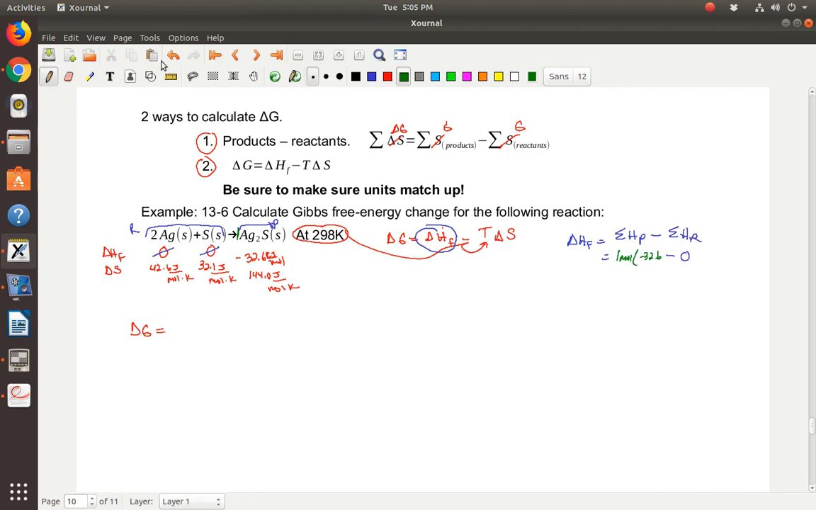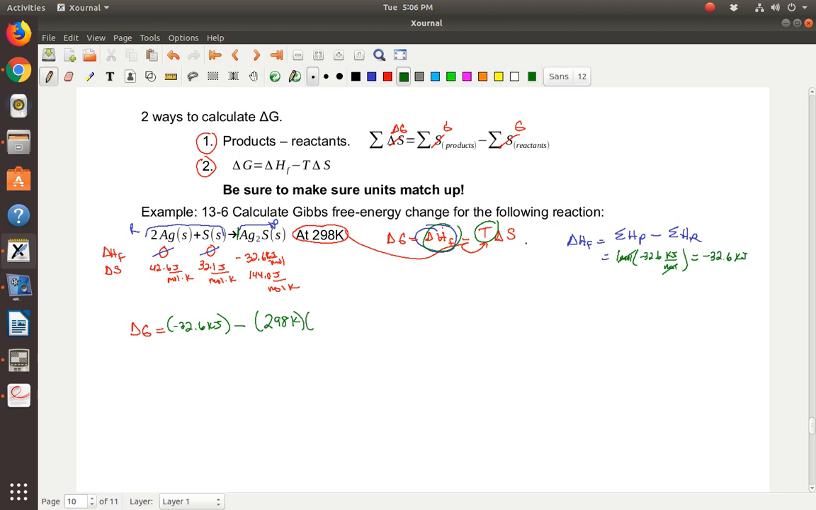So 1 mole times a negative 32.6 kilojoules per mole. So the moles cancel, and it's just a negative 32.6 kilojoules. That's the first thing I put in. So negative 32.6 kilojoules. Okay? All right, now I don't have to calculate the T. I just write down the negative, and the T is already given to us, 298 kelvins.